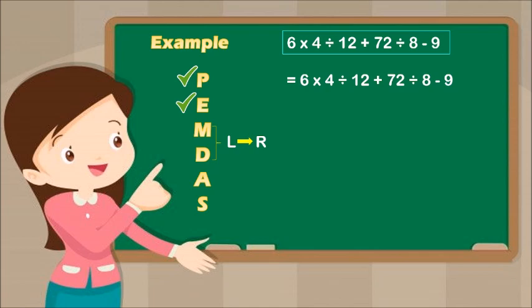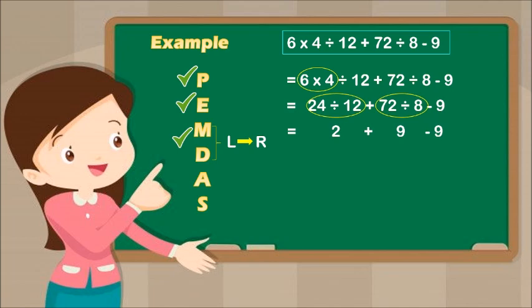Next is multiplication and division from left to right, whichever comes first. So we have 6 times 4, that would be 24. And then 24 divided by 12 and 72 divided by 8. So that would be 2 plus 9 minus 9. Next is addition and subtraction from left to right, whichever comes first also. So 2 plus 9 is 11, minus 9. Okay, so our answer is 2.